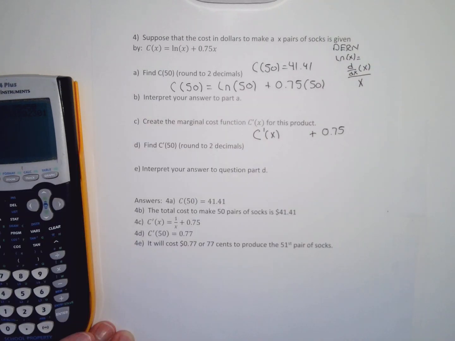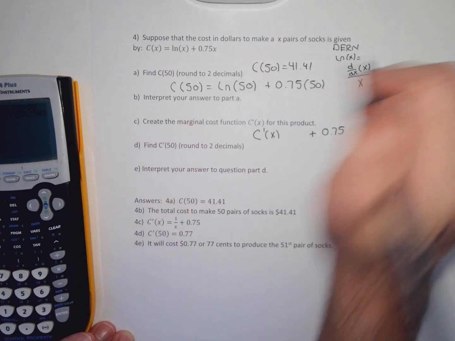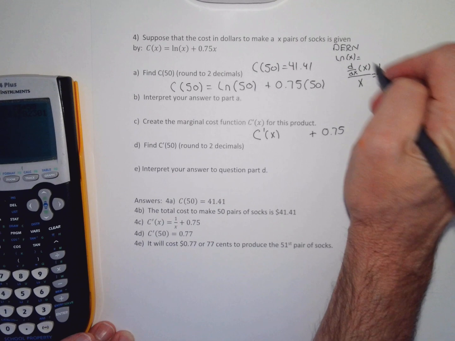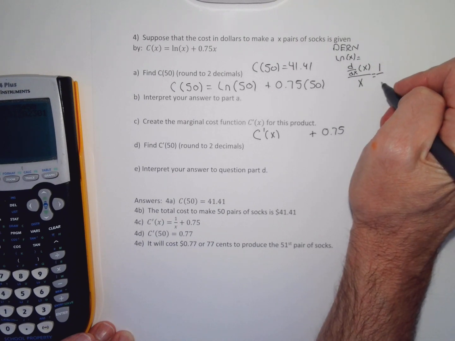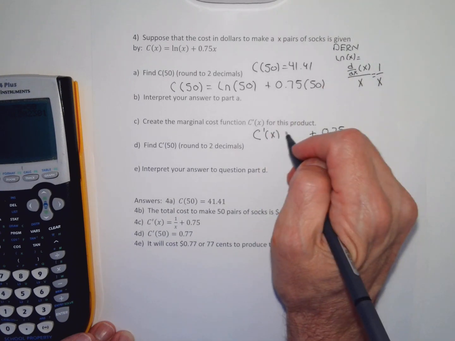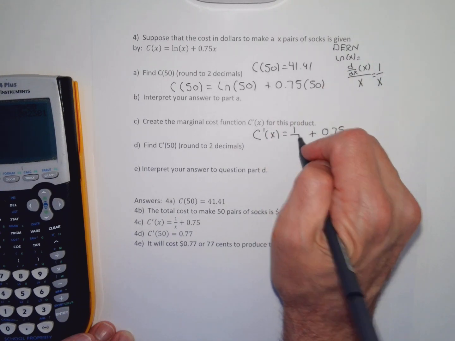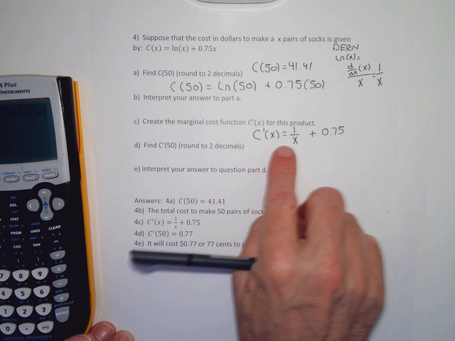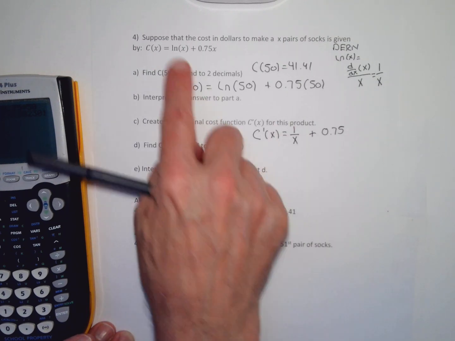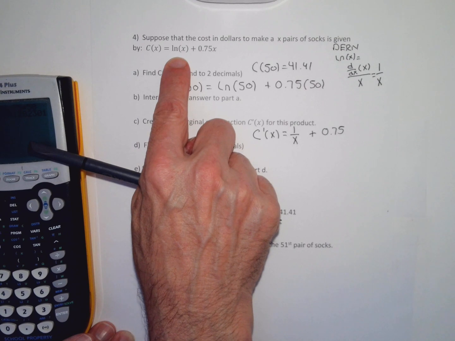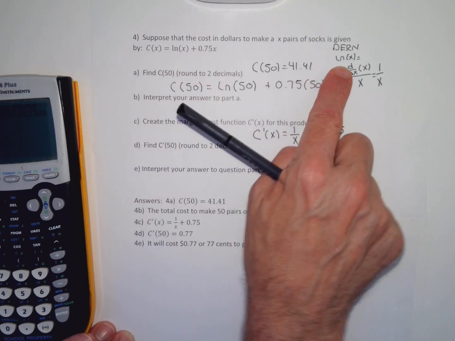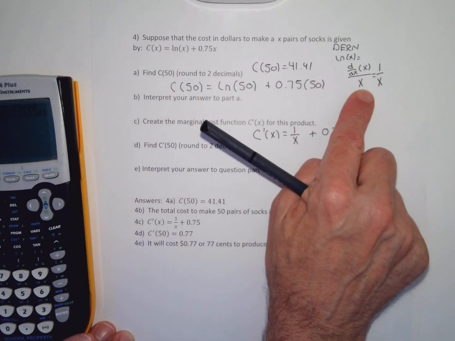So it's the derivative of x over x. The derivative of x is just 1. It's a first power term, so its derivative is just its coefficient of 1, and the denominator stays x. That's the derivative of ln of x. This is my marginal cost function. It's 1 over x plus 0.75. I did the derivative of the natural log of x by taking the derivative of x, putting it in the numerator of the fraction, and putting the argument x in the denominator of the fraction.